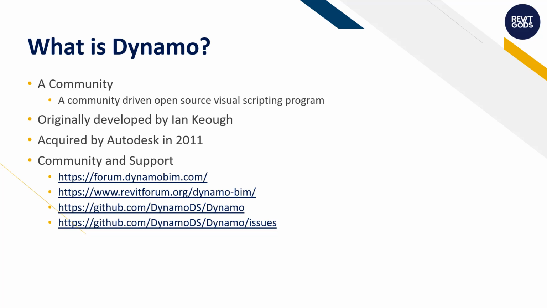Dynamo is actually a community. All right. It's first and foremost a community. It's a community of people, and actually every scripting language, every programming software, as I'll show you in a little bit, is generally a community. It's a group of people that have come up with solutions and are sharing them back and forth with each other. And Dynamo, for the most part, is community driven. A lot of the new innovations that come out for Dynamo are developed by the community.